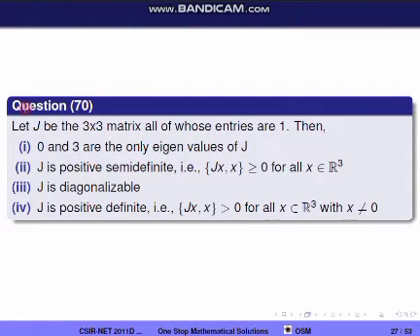Next question, question 70. Let J be a 3 cross 3 matrix, all of whose entries are 1, then. So we have defined a matrix here. We have to find which of the following options are true. So first of all, we look into the concepts used.